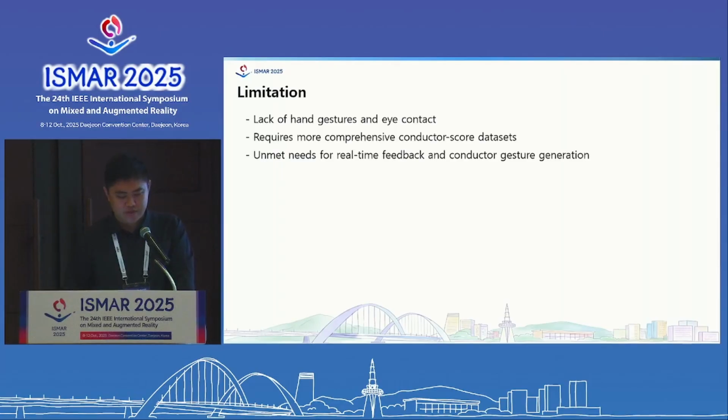At last, there were some limitations. We should announce that we still lack hand gesture and eye contact from conductor to musician. Secondly, we require a more comprehensive conductor gesture dataset, since the virtual conductor provides about 100 hours and ours is 6 hours. And third, we still haven't met the need for real-time feedback in conductor gesture generation, which means if I play oboe and I make a mistake coming in at the wrong time, the conductor should notice me. And we cannot do that yet.